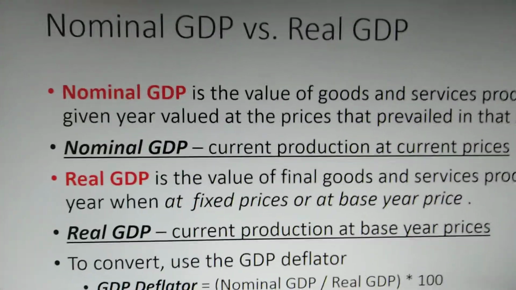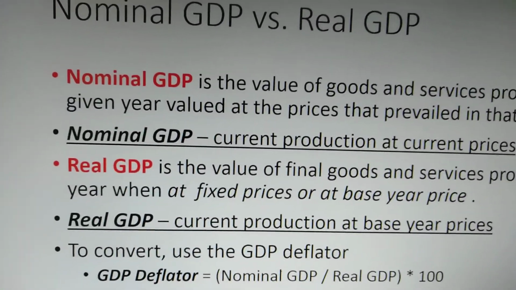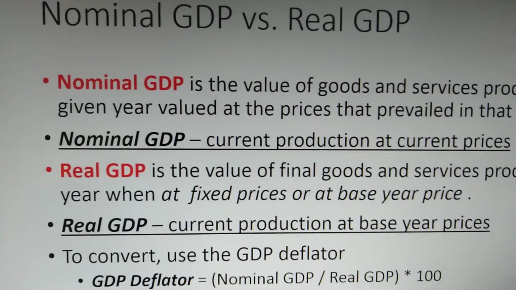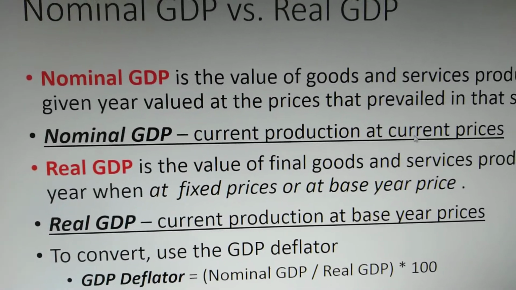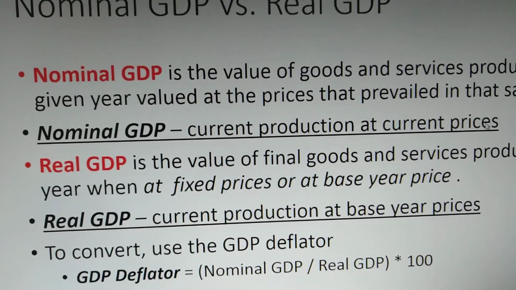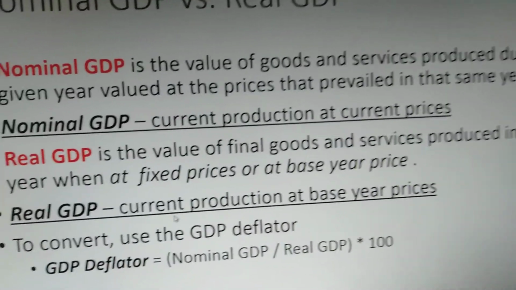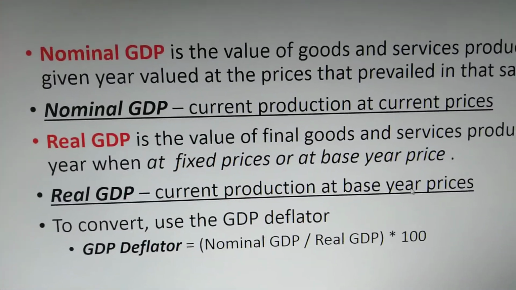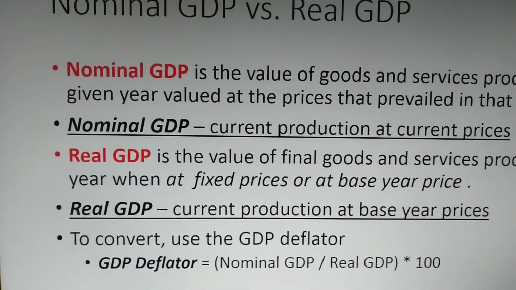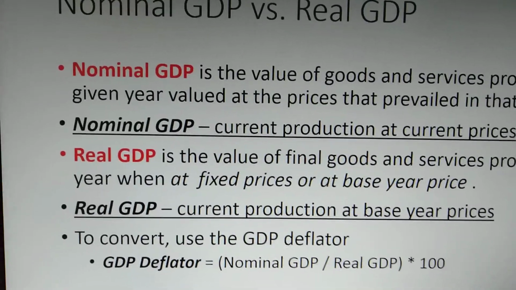Now we want to know the difference between nominal GDP and real GDP. Nominal GDP is the GDP at current prices, which means we multiply current price times current quantity. While real GDP means the production at base year prices. In other words, current quantity times the price of the base year.